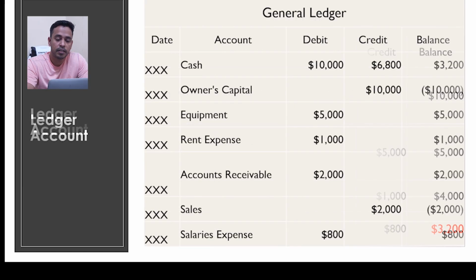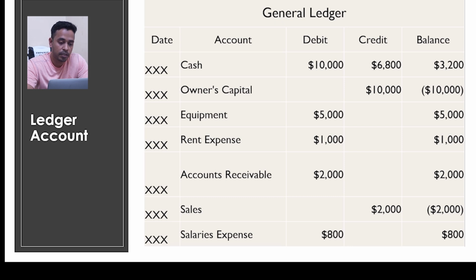Here we give the general ledger summary. You can see here all the accounts from our journal example. Cash account is there, owner's capital account is there, equipment, rent expense, accounts receivable, sales, salary expense. All accounts are here. You can see here what comes to the business and what goes out from the business, and also there is a balance, how much is the final balance for each account.